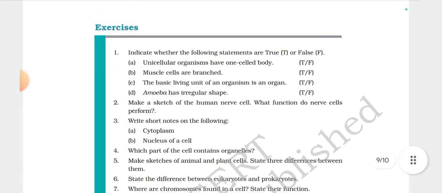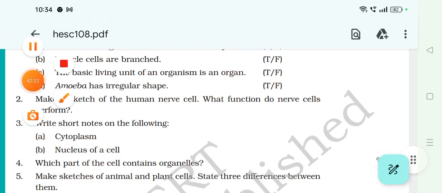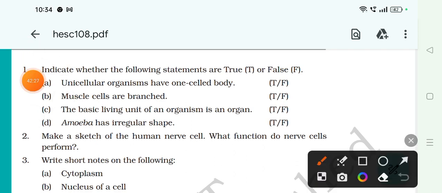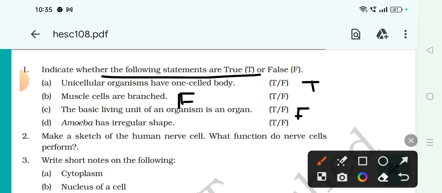Exercise. So let us solve the exercise. Now we are going to solve each and everything of NCERT. Indicate whether the following statement is true or false. Unicellular organisms have a one-celled body. True. Muscle cells are branched. No, they are spindle. False. The basic living unit of life is an organ. False, it is cell. Amoeba has an irregular shape. True. Done with this.